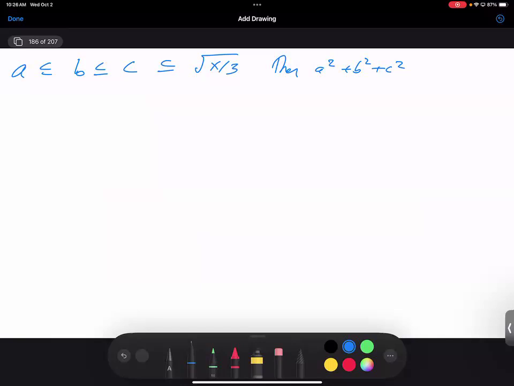So if each one of them is at most the square root of x over 3, what can you tell me about this sum? It is at most x. So if I count how many triples there are with a, b, and c at most square root of x, and a less than or equal to b less than or equal to c, that's going to be a lower bound on how many triples. So this is going to give us a lower bound.